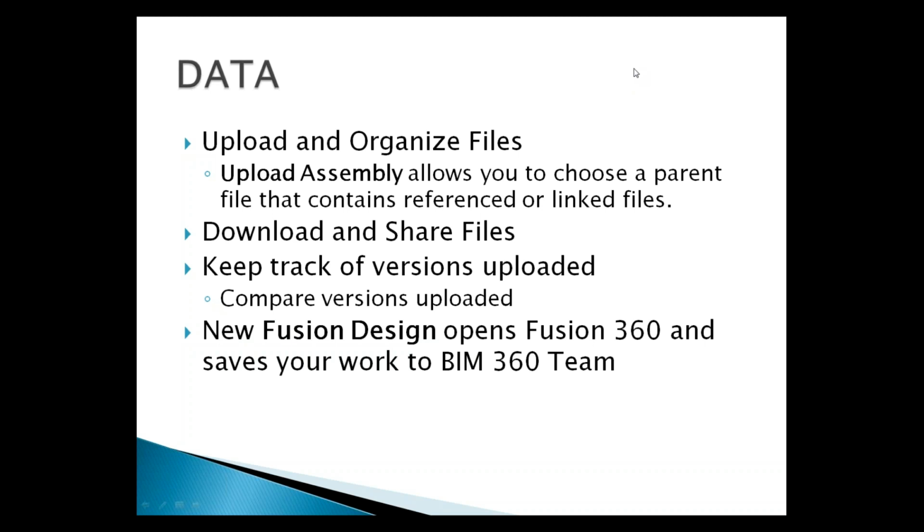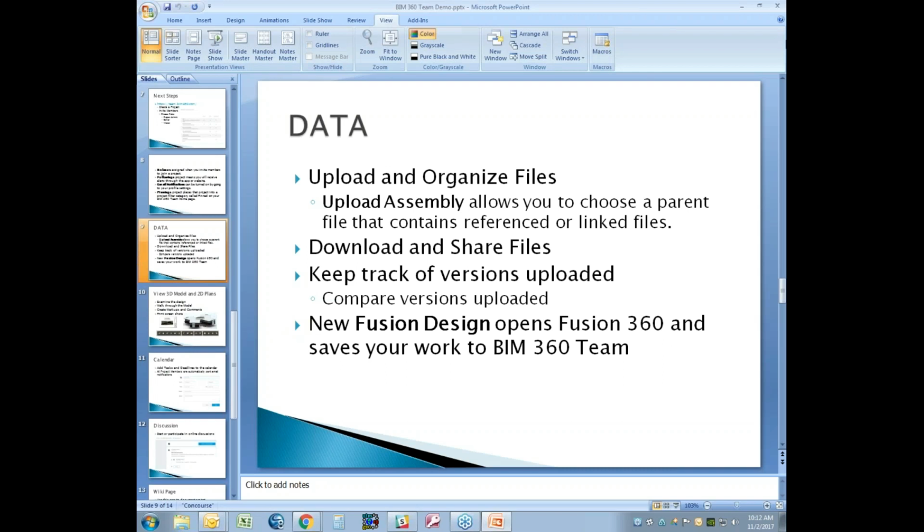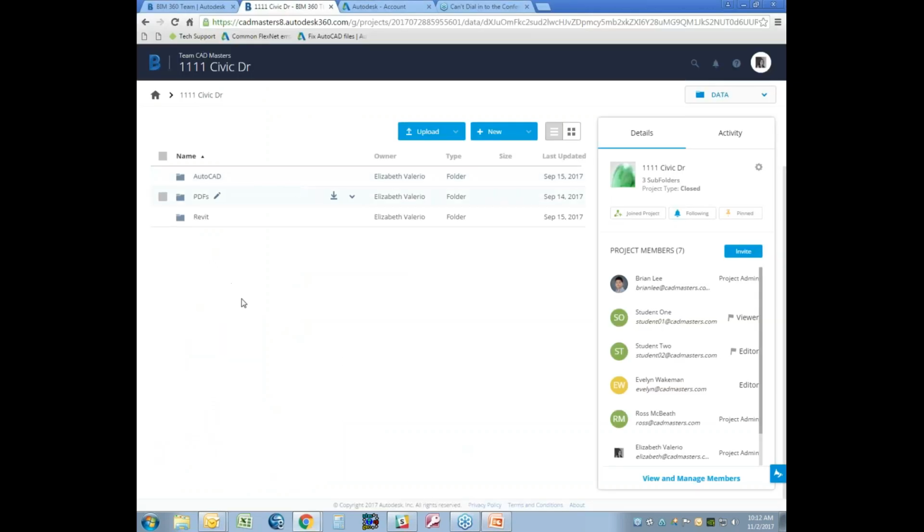So let me show you what we're talking about here. We'll go back to BIM 360 team. So we are in the data category. So there's these 4 different categories. Right now we're in the data category. So in the data category, you can upload a single file, you can upload a folder of files, and here's where you would upload an assembly. So a main drawing that has other drawings attached to it. You can also bring things in from Dropbox.